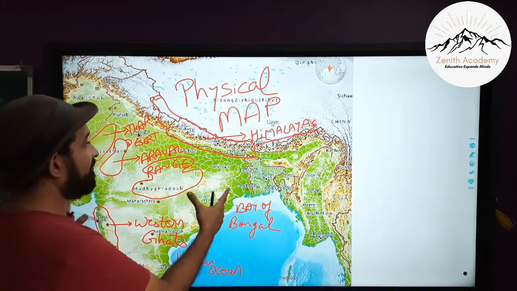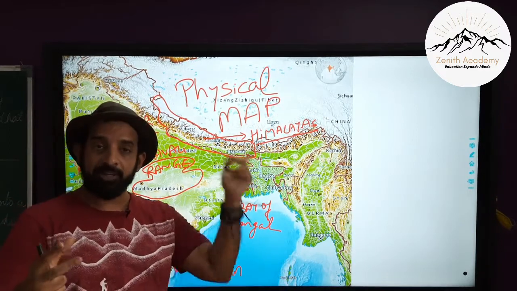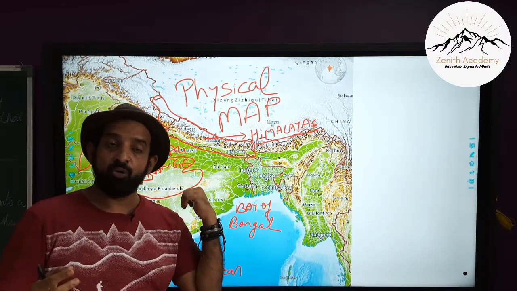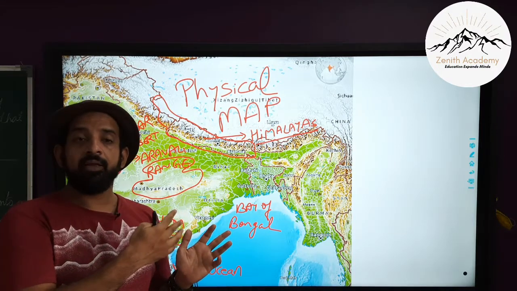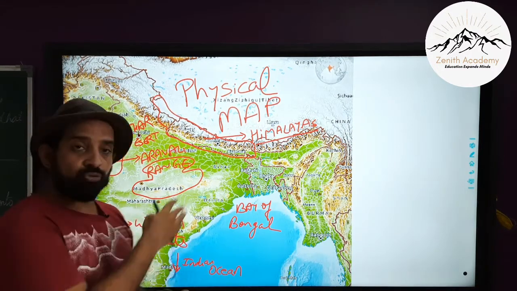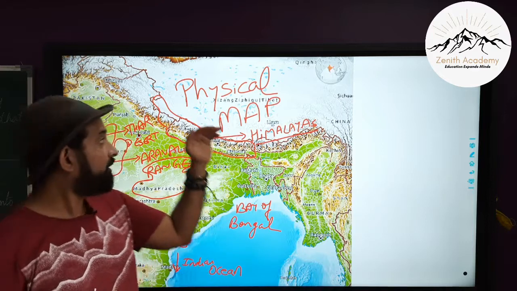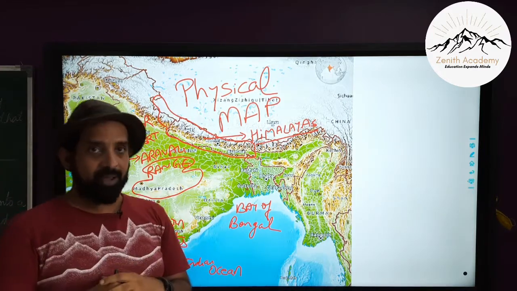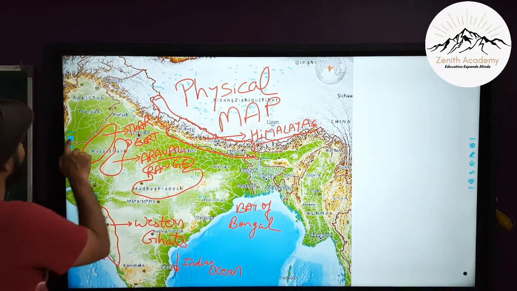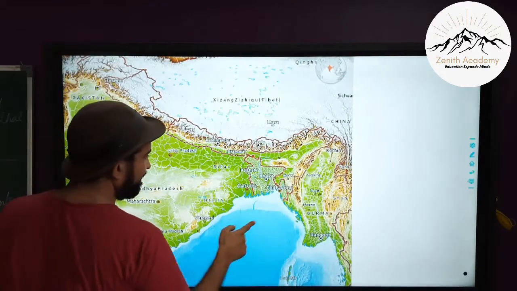Now, studying a physical map, you can also study the different climatic regions, different crops that you can grow, different mines that are there, different rivers that flow through the country, how important are the mountains. Okay, so this is the information that a physical map gives you. Okay, so students and parents, let us move to the next slide.